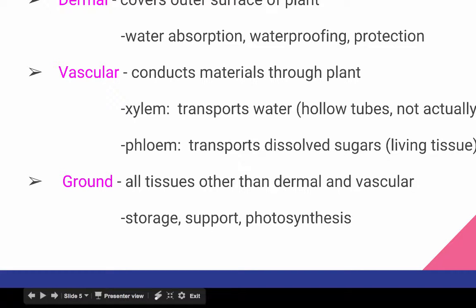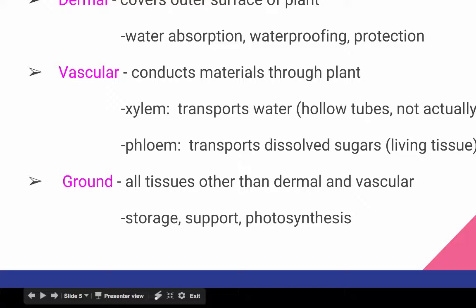We also have vascular tissue in the plants, and those are the conducting materials within the plant that allow the plant to transport water and dissolved sugars from various different parts. So the specialized vascular tissue that transports water is called xylem. Xylem are actually hollow tubes. They're not actually living tissue. They're actually formed after the tissue dies off. So xylem transports water. Phloem is another specialized vascular tissue that transports dissolved sugars. Unlike xylem, that's actually living tissue, and specialized to transport the products of photosynthesis through the plant.